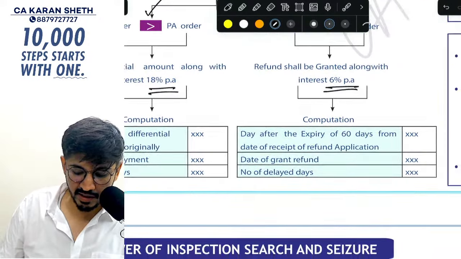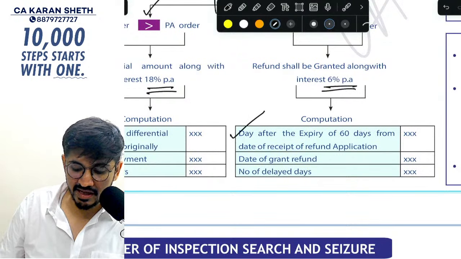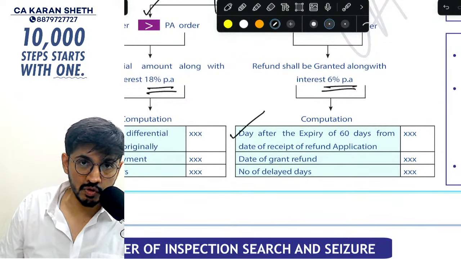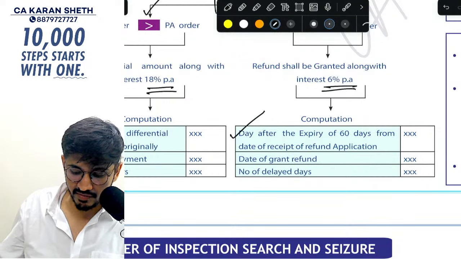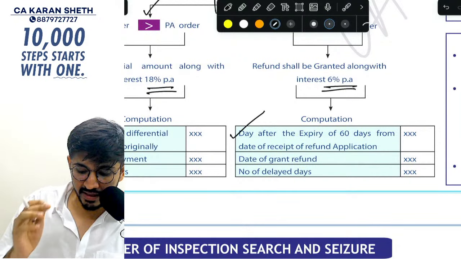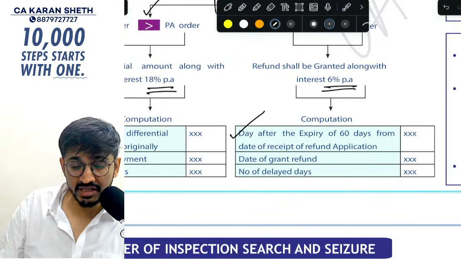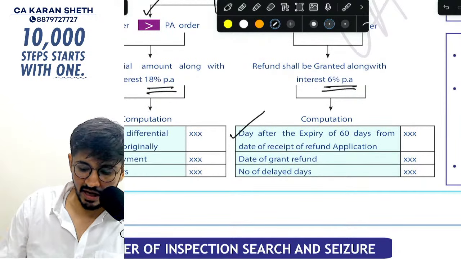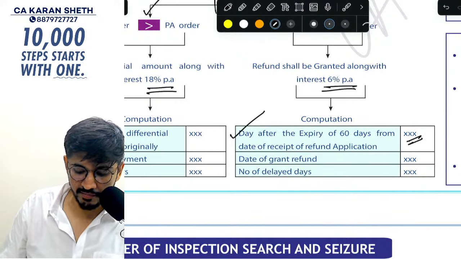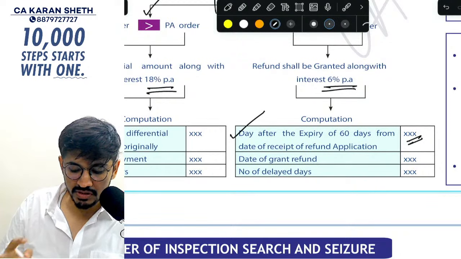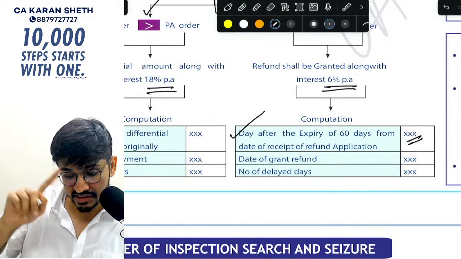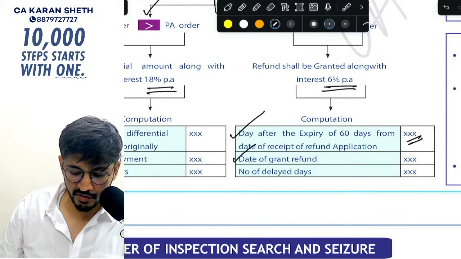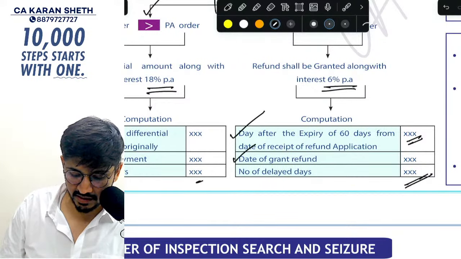But in this case, my dear friends, it is the day after the expiry of 60 days from the date of receipt of the refund application. Within 60 days of that, understand my dear friends, you will start your calculation. So from the 61st day you will actually start your calculation, up to the date of grant of refund, that is the number of days, right?